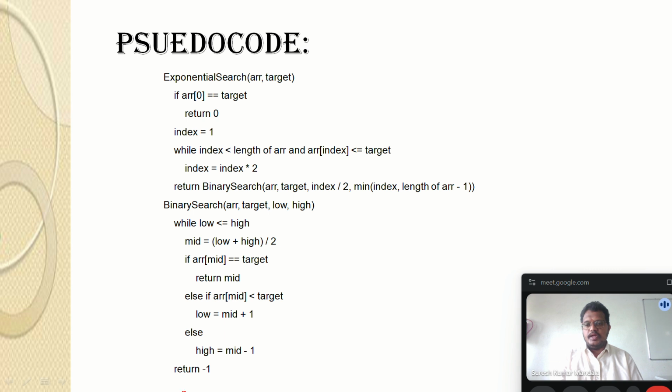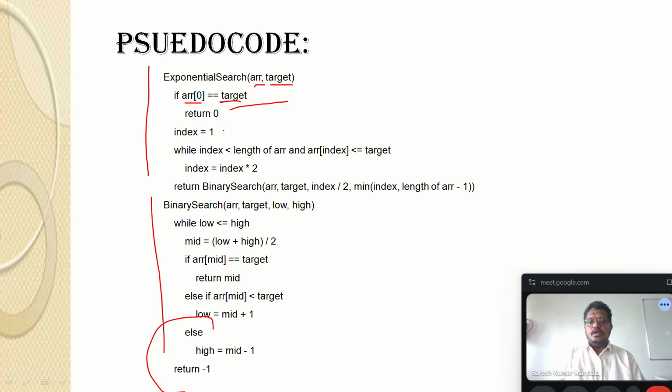So we have to implement two algorithms here. This is the binary search algorithm and this is the exponential search algorithm. What happens in the exponential search algorithm? We have two parameters, ARR and target. ARR will have the total array values, and the target is the value you want to search for. If ARR of 0, the starting index, is equal to the target, then return 0, the element is found. Otherwise, make index equal to 1. We will start the comparison from the second element, whose index value is 1.